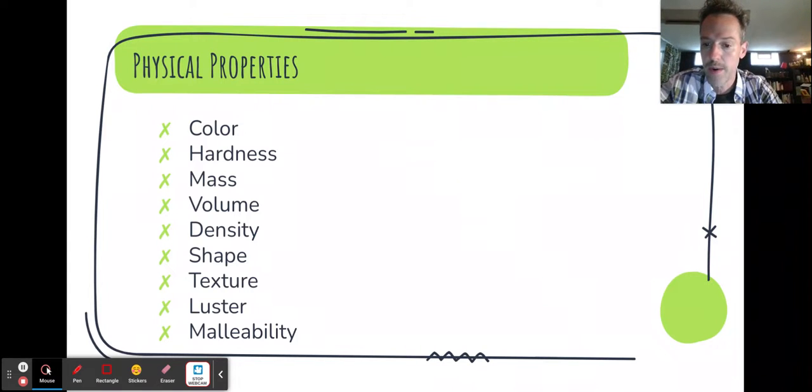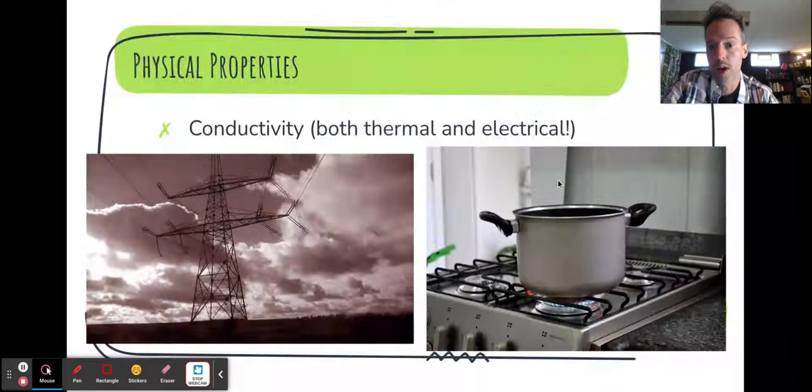Okay, malleability is a property of metals that says that we can take metals and hammer them into sheets without them breaking. We can kind of mold them and shape them how we want. Okay, 2 more physical properties.